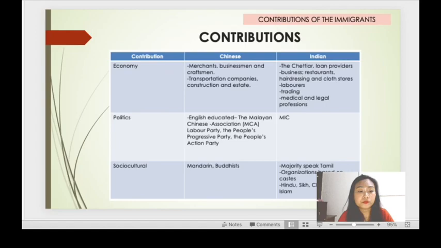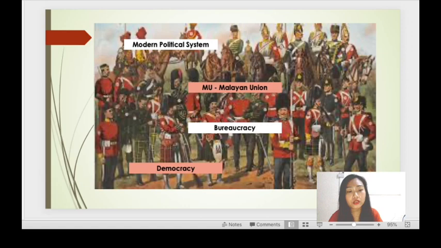Alright, next we are going to see the contribution of the British to our country's political system. So I have summarized the points here. The first one is the modern political system. The second one is MU. MU is not Manchester United, yeah? It's Malayan Union. And then the third one is the bureaucracy system. And the fourth one is the democracy system. So democracy was introduced by the British to our country during the era of colonization. Okay, so this is the summary as well.